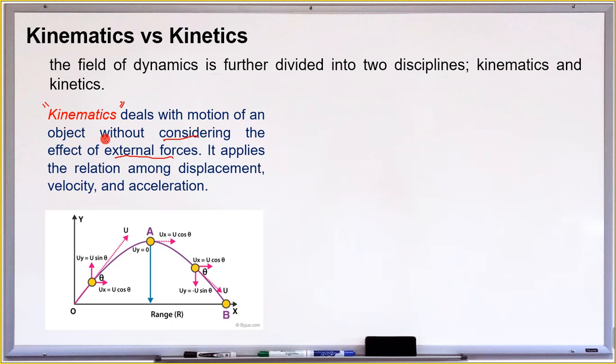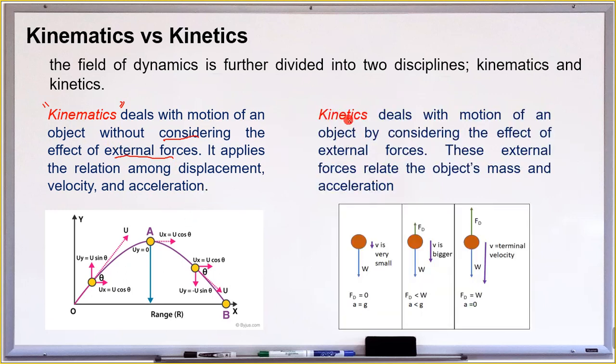Very simple, nga mathematical model to represent the motion of an object. Now, on the other hand, kinetics is the opposite of kinematics. It studies the motion of an object by considering the effect of external forces. There are some cases gid nga we need to take into account the external forces that interact with our particle or our object. As you can see in this figure, we have a particle colored in orange. So naay mga forces nga nag-interact niya.